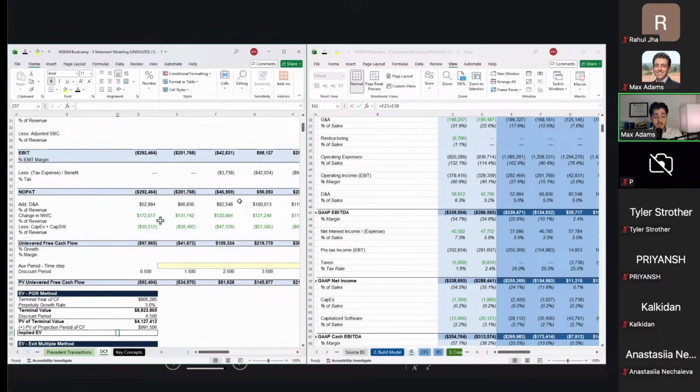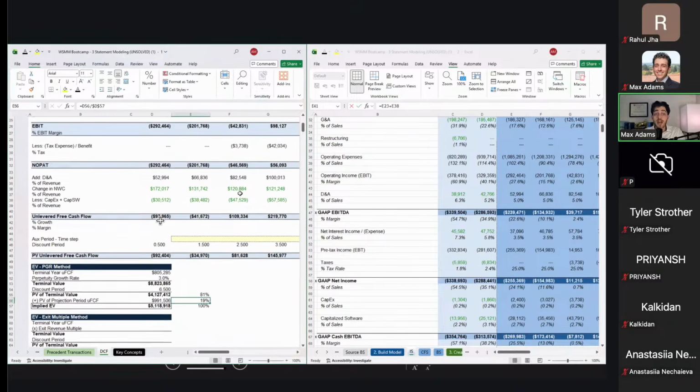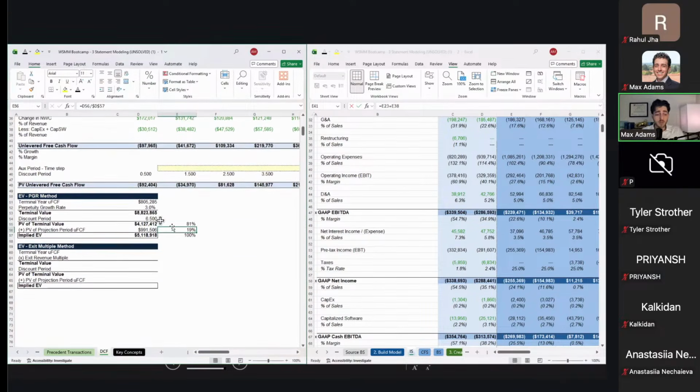And what you're going to see is that the vast majority of our enterprise value comes from the terminal value. And so this is going to be something like 80% of our value coming from this. And that's pretty common actually in DCFs. And so don't be alarmed if that's the case. Just note that that's what happens, especially when you have a lot of unprofitable companies.